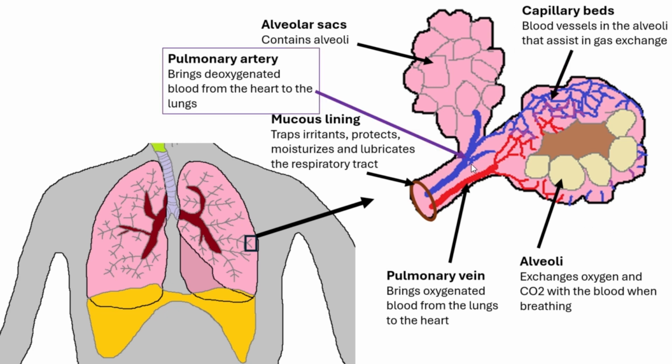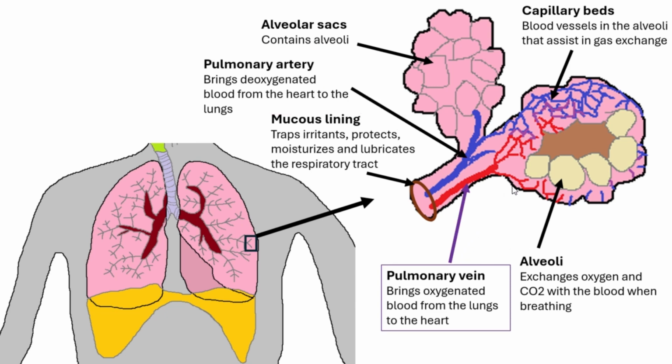The pulmonary artery brings the deoxygenated blood into the lungs so that it can get rid of carbon dioxide waste and pick up fresh oxygen. Then the freshly oxygenated blood is brought back to the heart by the pulmonary vein. And this is the basic overview of how the respiratory system works.